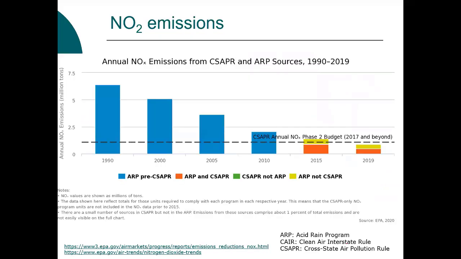And you can see that here. We have achieved significant reductions in NOx, but again, not as great as we achieved with SO2. The same programs, the Acid Rain Program, the Clean Air Interstate Rule, and the Cross-State Air Pollution Rule, have all been promulgated in order to reduce these emissions.